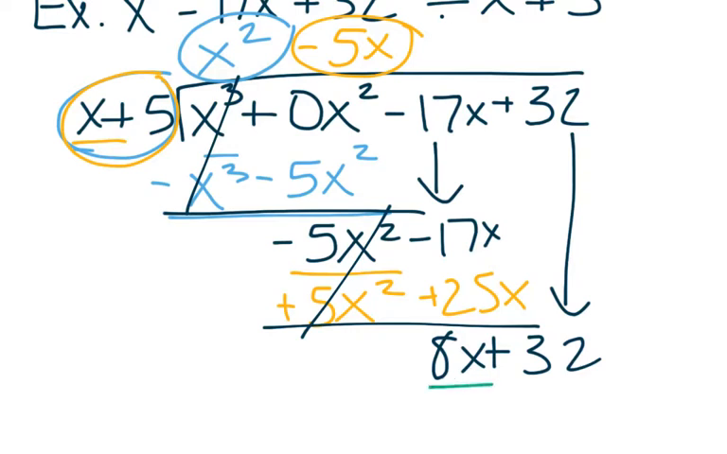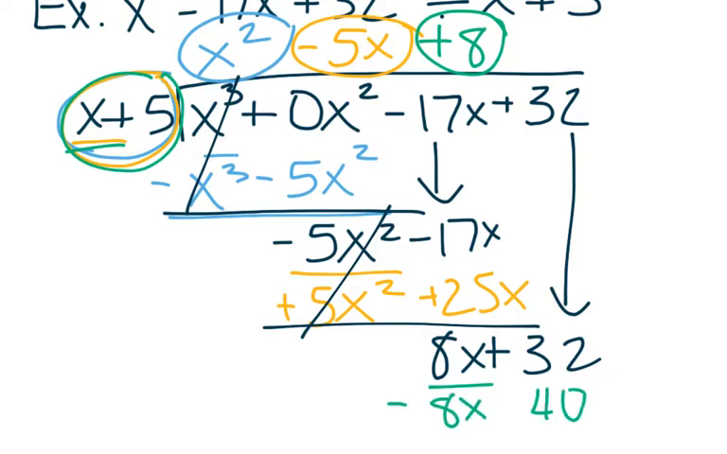Now I'm looking here and here. What would you multiply an x by to get 8x? 8. Whatever you write up top, multiply by your divisor. 8 times x is 8x. 8 times 5 is 40. Everything you just wrote, change to the opposite sign.